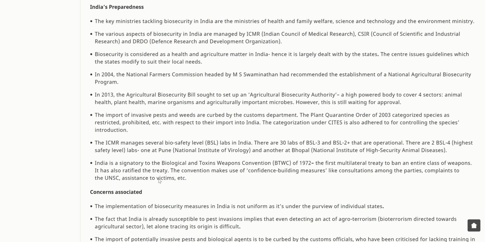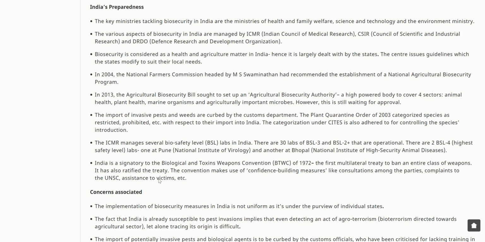The center issues guidelines which the states modify to suit their local needs. In 2004, the National Farmers Commission, headed by M.S. Swaminathan, had recommended the establishment of a National Agricultural Biosecurity Program. In 2013, the Agricultural Biosecurity Bill sought to set up an Agricultural Biosecurity Authority, a high powered body to cover four sectors: animal health, plant health, marine organisms, and agriculturally important microbes. However, this is still waiting for approval.